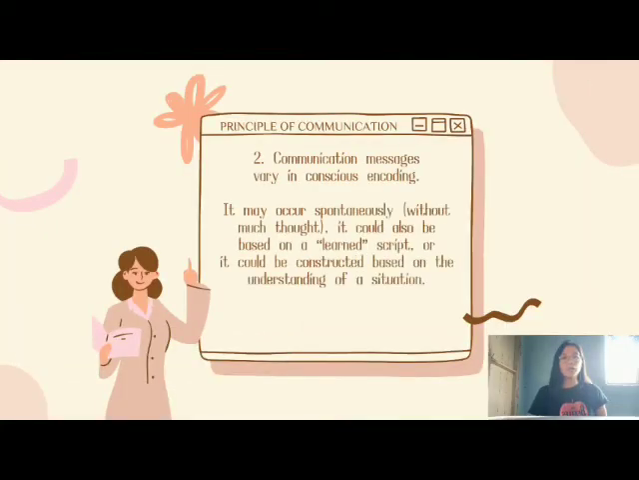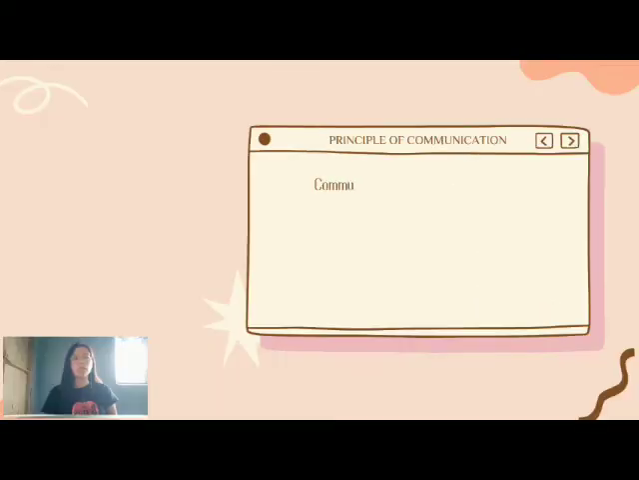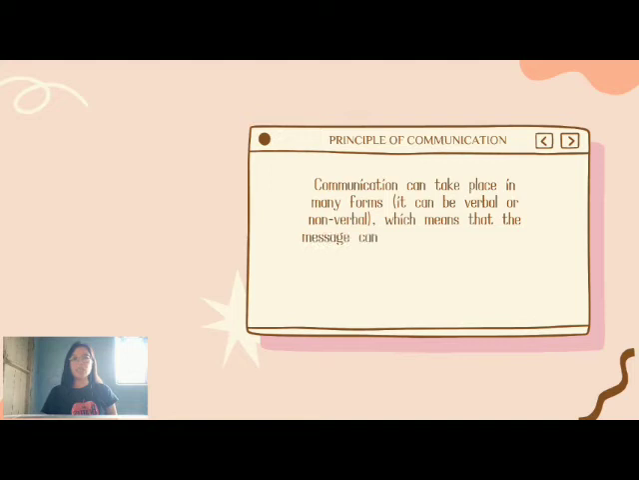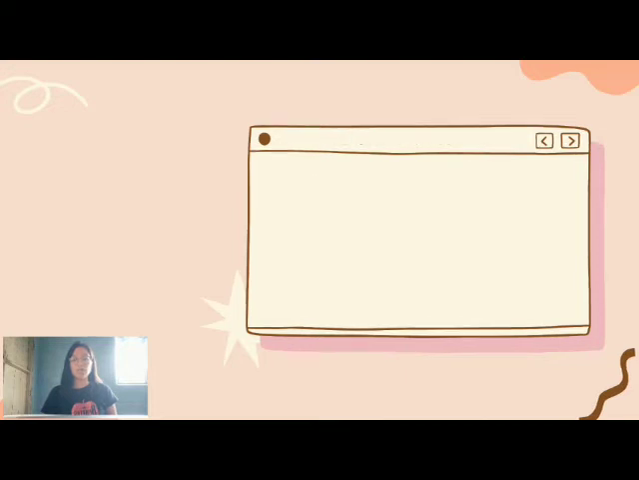Number 2, communication messages vary in conscious encoding. Communication can take place in many forms. It can be verbal or non-verbal, which means that the message can also vary depending on how it is stated, with much thought or not, or based on the understanding of it.